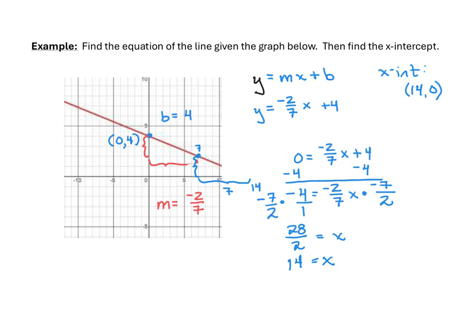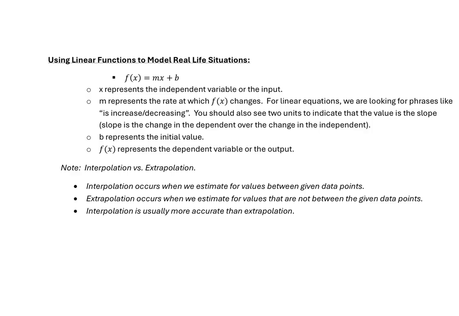All right, that takes care of this example. Let's go ahead and see what else we got. The other thing that we're going to want to do is we're always wanting to use functions to represent real-life situations. A lot of situations in real life can be represented using linear functions.